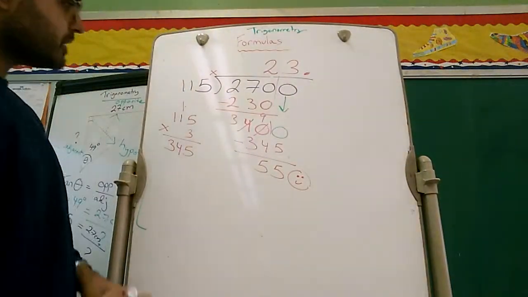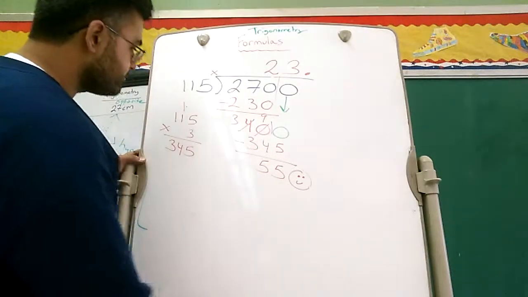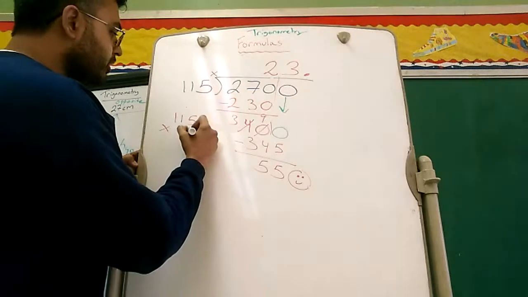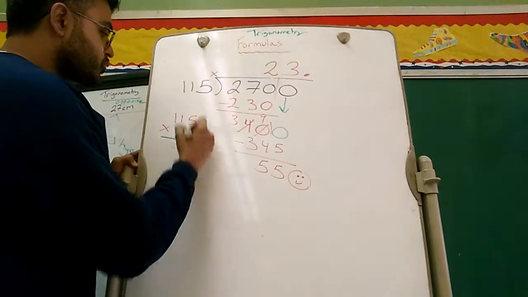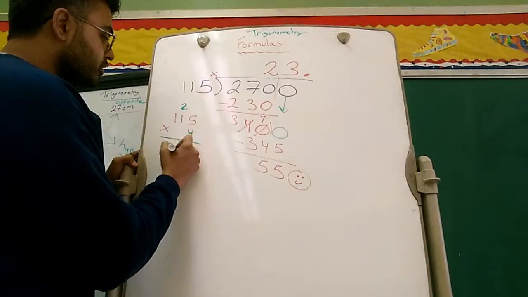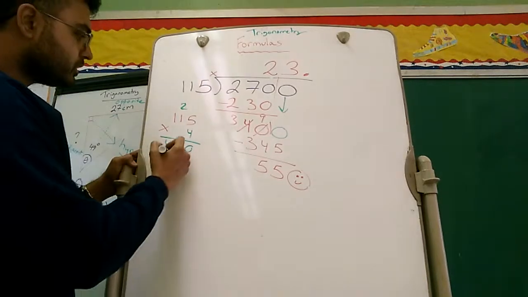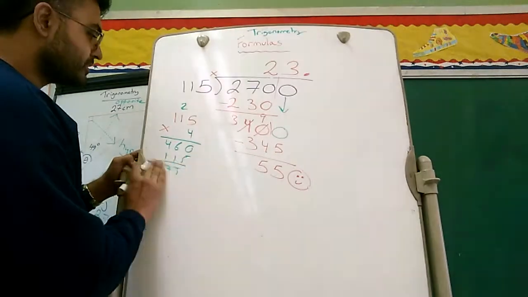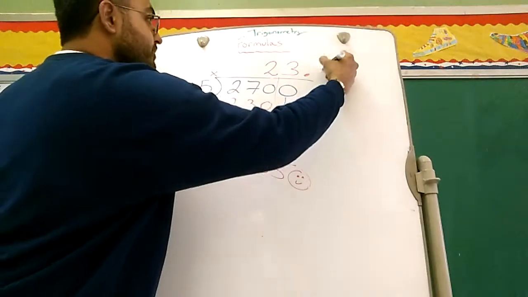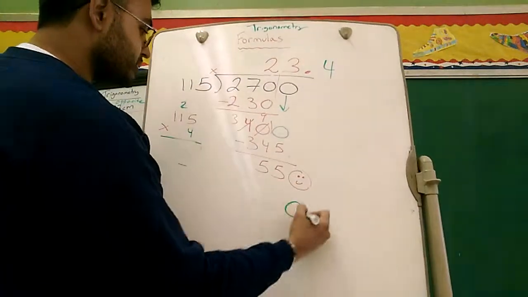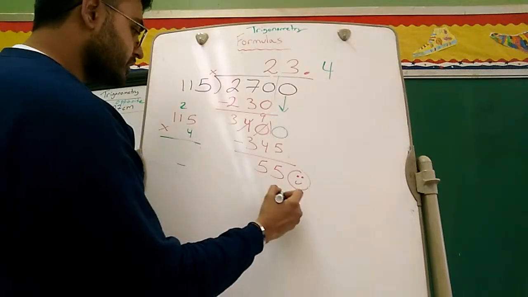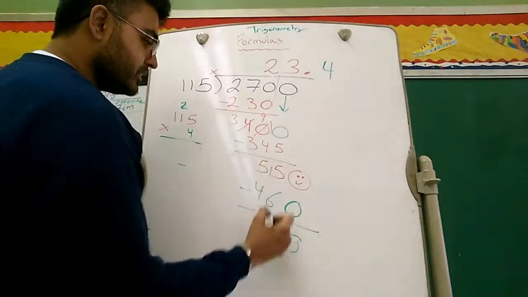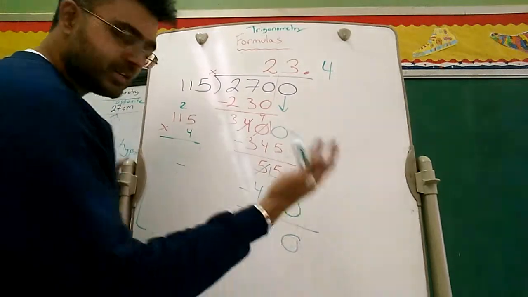115 times some number close to 550. How about 115 times, I don't know, how about 4? 5 4s are 20. 4 ones are 4, 460. That's pretty close, right? Let me try another one. 6, 7, 5, 6, 5. Nope, 4 is good enough. So that was 2, 4 ones are 4, 6, 460. Minus it again. 9, cross it out, 90.